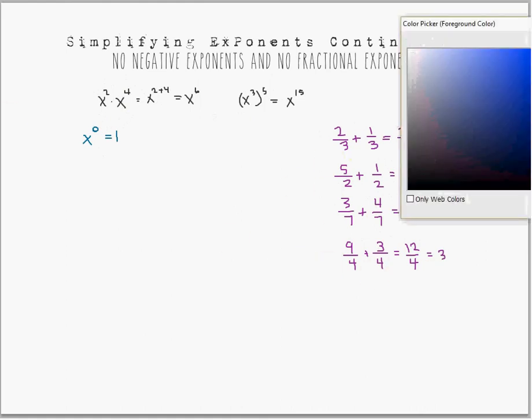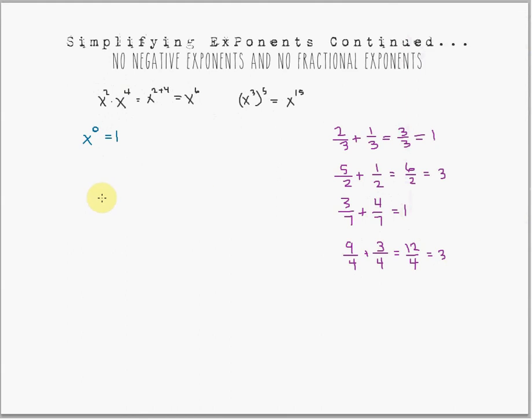Okay, now this is an important concept for what we're doing. When you're reducing exponential expressions, it is not considered simplified until you have no negative exponents. You cannot have negative exponents, and you cannot have fractional exponents. Okay, so no negative exponents and no fractional exponents. So for instance, if I have x to the negative 2 over x to the 3/2, this is not simplified because there is still more that can be done.